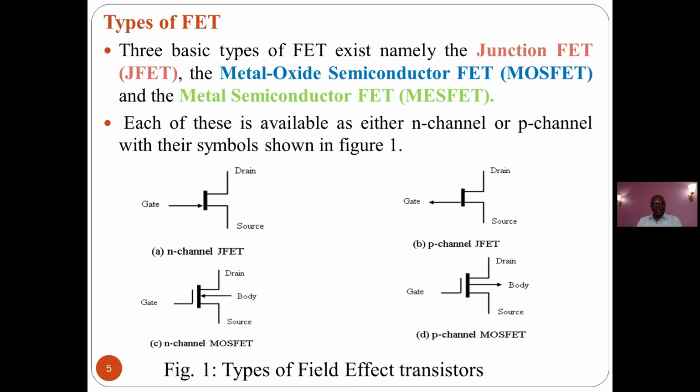Likewise, in the MOSFET symbol, the arrow of the body for the N-channel is pointing towards the junction, while that of the P-channel is pointing out of the junction, that is indicating the body of the device.